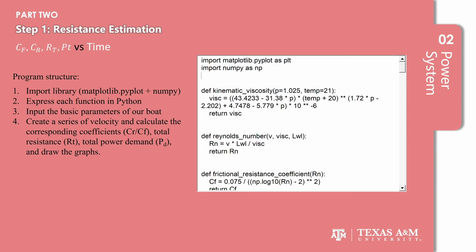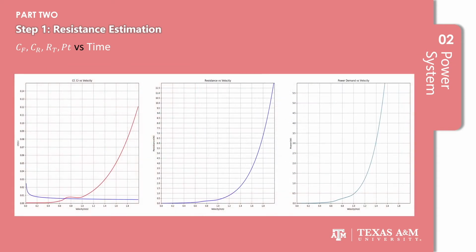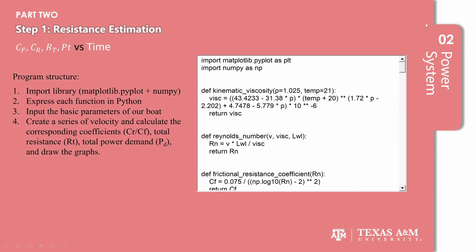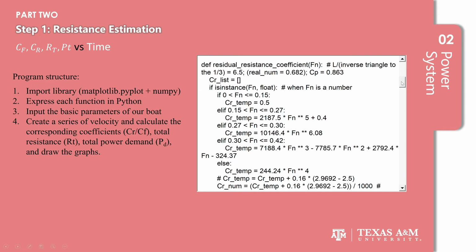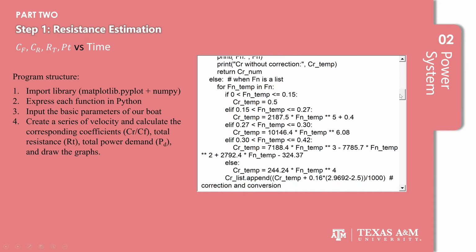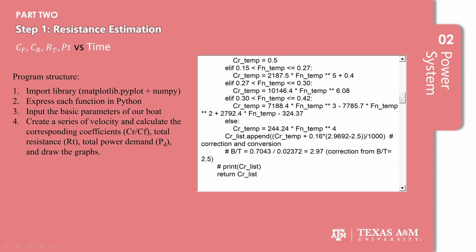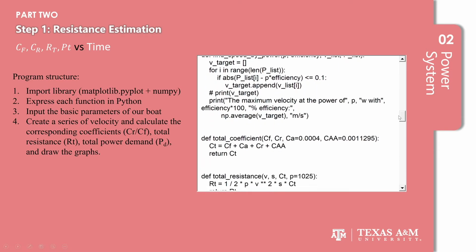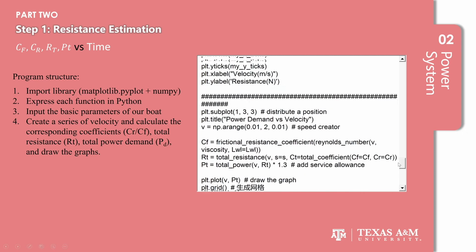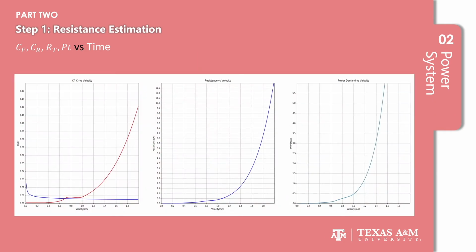From the previous description, we can now write a Python script to calculate the results at a series of velocity values and draw the graph of CF, CR, RT, and PT with respect to velocity. The program's calculating process is totally the same as the previous example when velocity is 0.765. Here are the plots drawn by the Python program.